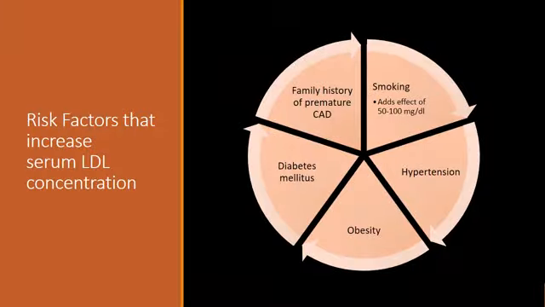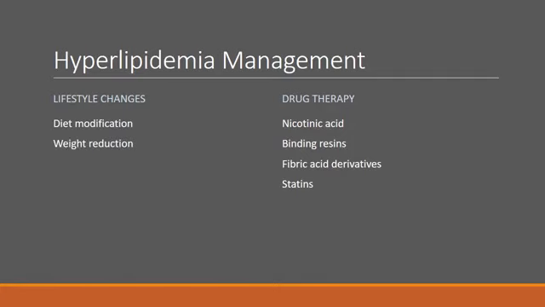We also see hypertension, obesity, diabetes mellitus, especially diabetes mellitus type 2, and then patients that have a family history of early cardiac deaths in the family often have higher levels of LDL as well. In terms of hyperlipidemia management, we can see the two main types of management therapies include lifestyle changes and drug therapy. So lifestyle changes would include things like diet modification, weight reduction, smoking cessation, and certainly anything that's going to increase the metabolism of the body, so increased exercise.